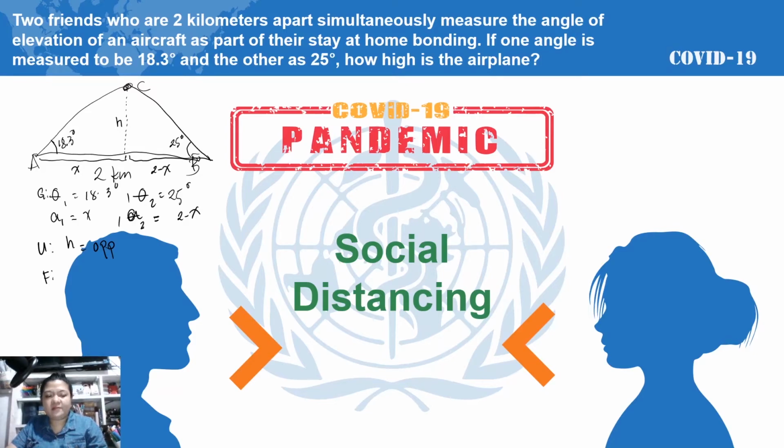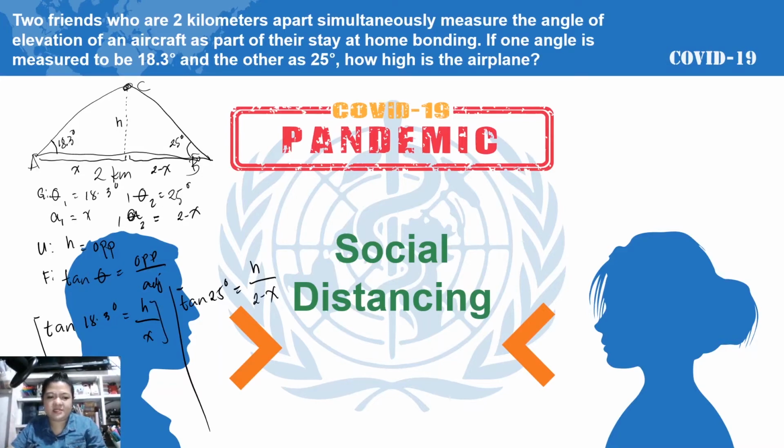So, ano ang formula na gagamitin natin? Dahil given ay adjacent side at opposite side, ang gagamitin natin ay tangent. Okay, so ang tangent theta is equal to opposite over adjacent. Unahin muna natin dito sa ating friend A. Okay, so ang theta natin dito ay 18.3 degrees. Ang opposite side ay h. Ang adjacent side ay x. Okay, friend B naman, tangent 25 degrees is equal to the opposite side na h at ang adjacent side ay 2 minus x.